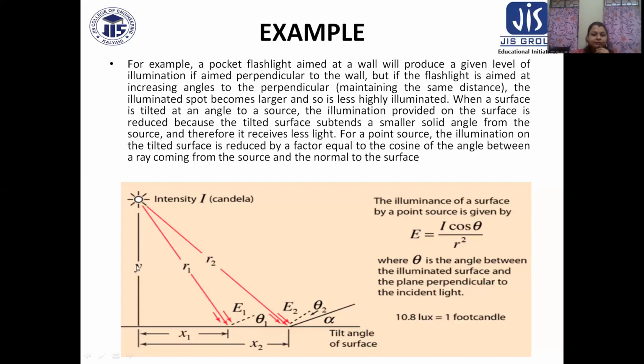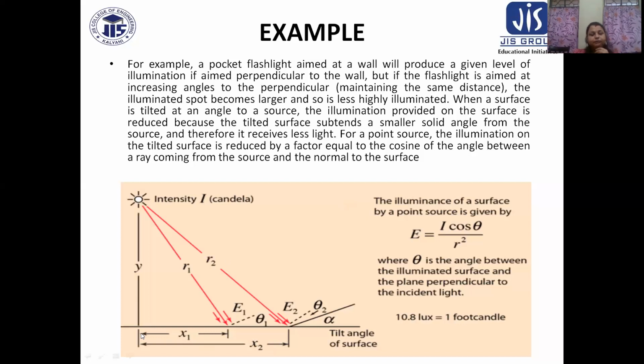And if I want to measure the illumination level of this point where it is situated just under the source, then the illumination level of this point is higher than E1 and E2. Already I told you that when illumination is more, then the surface area will be less because E is inversely proportional to A.